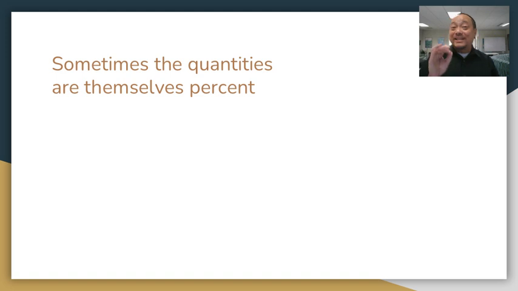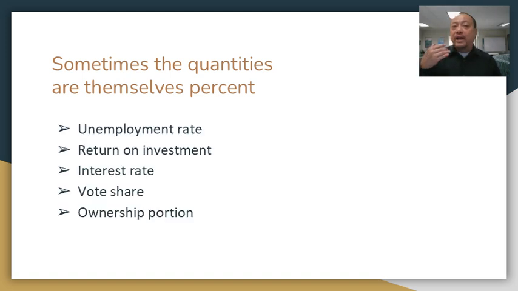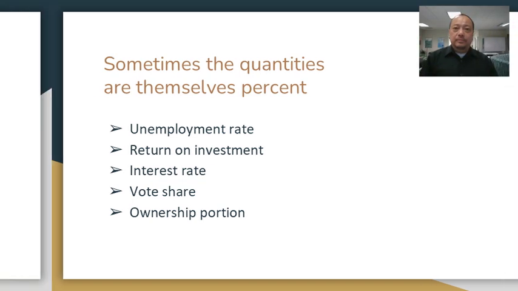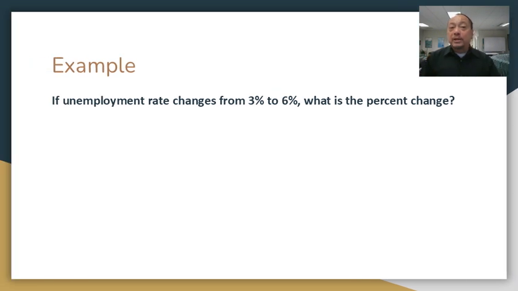Sometimes the quantities are themselves percent, such as unemployment rate, return on investment, interest rate, vote share, ownership portion, and then we're asked percent change questions on top of these percents. For example, if unemployment rate changes from 3% to 6%, what is the percent change? Think about it for a second.